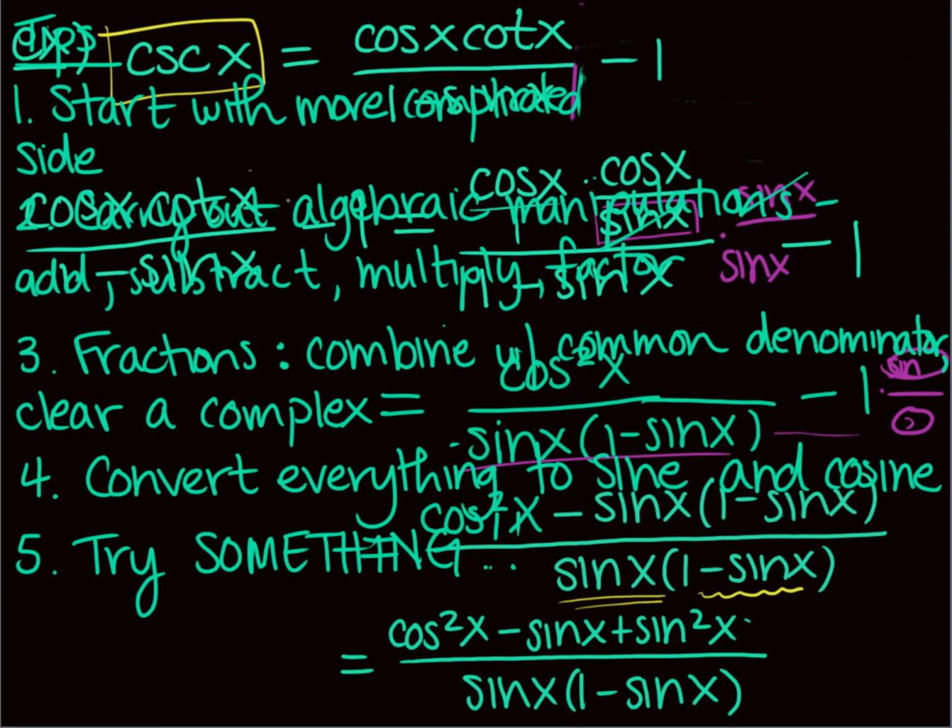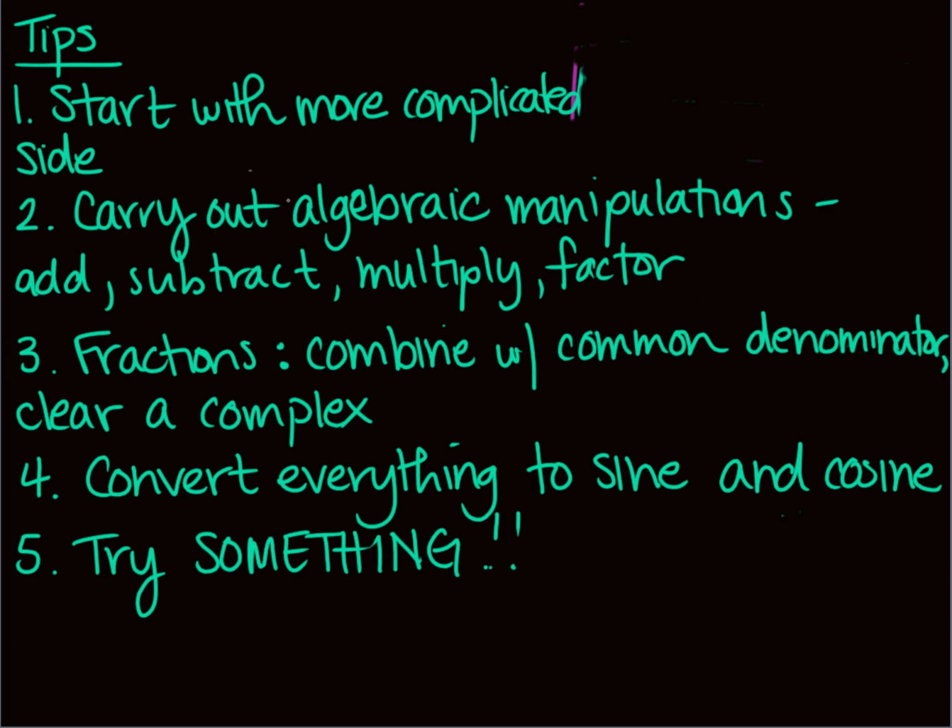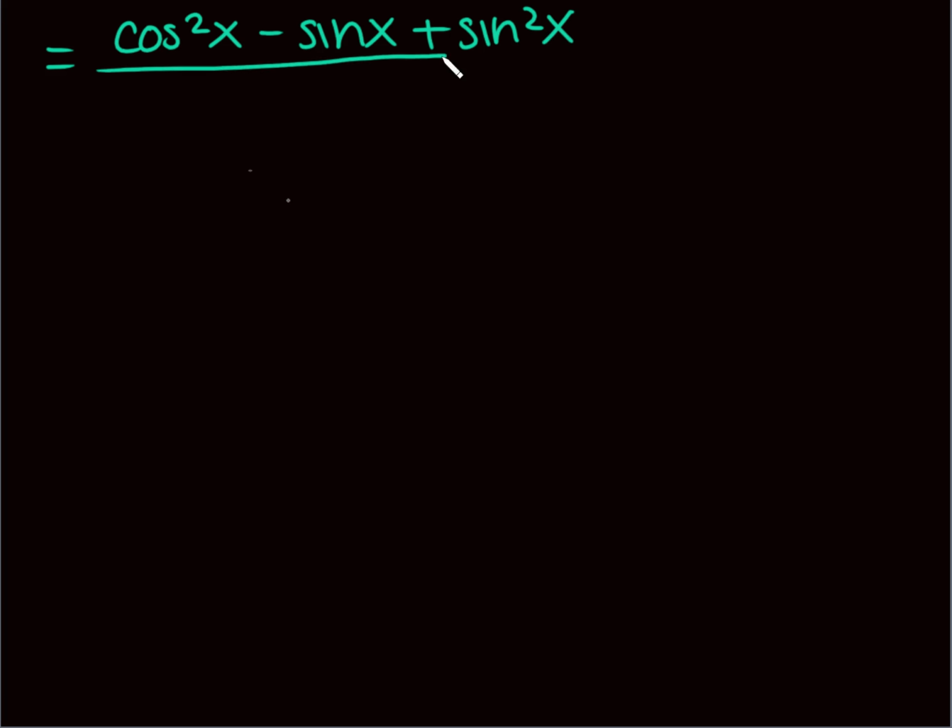Okay, hold on. Let me clear this layer. And so look at what I have. Let's write back down what we have. We have cosine squared minus sine x plus sine squared, all over sine x times 1 minus sine x. Again, I'm leaving that denominator in factored form because remember what I want to get to.